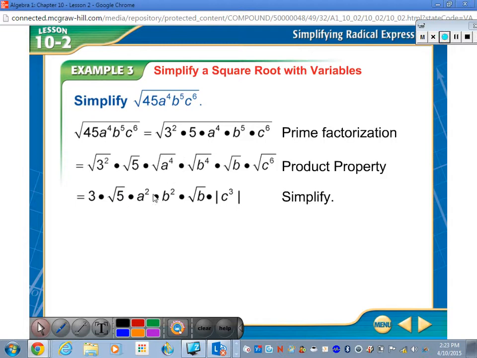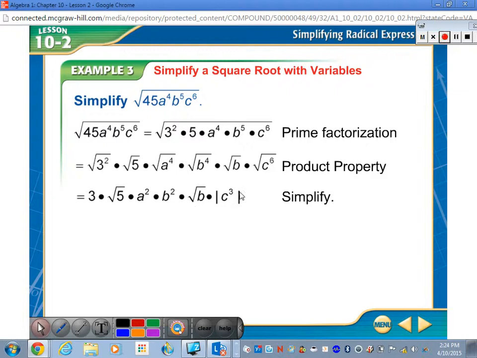Half of 4 is 2, so a to the 2nd. Half of 4 is 2, so b to the 2nd. This stays underneath the radical, and then half of 6 is 3, so c to the 3rd. Now they put absolute value around because you want to make sure that your answer is positive. I'll be honest, if you forget the absolute value, I'm not going to beat you up about that.